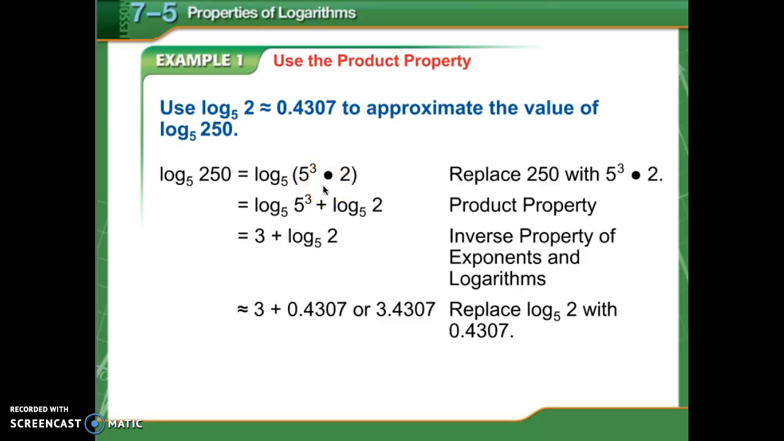We're going to use our product property to separate these two things into the sum of two different logs, log base 5 of 5 to the third and log base 5 of 2, and we're going to add them together. In order to evaluate this first log, we need to think about 5 to what power would give us 5 to the third. Well, that's just 3. And this expression, they told us, is about 0.4307. So we're just doing 3 plus that number, and our answer is 3.4307.